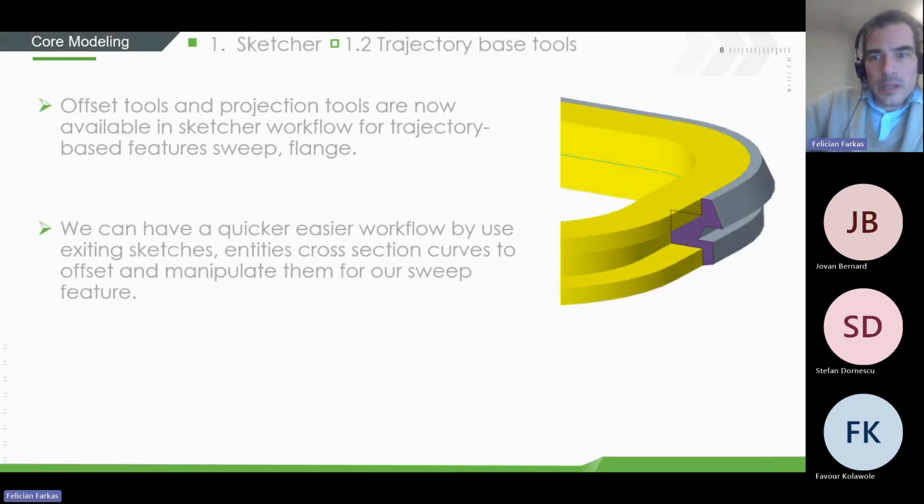The next improvement in the offset and projecting tools is the Sketcher workflow for trajectory-based features like sweep and flange. We can have a quicker, easier workflow by using existing sketch cross sections, curves to offset and manipulate those entities for the sweep feature.